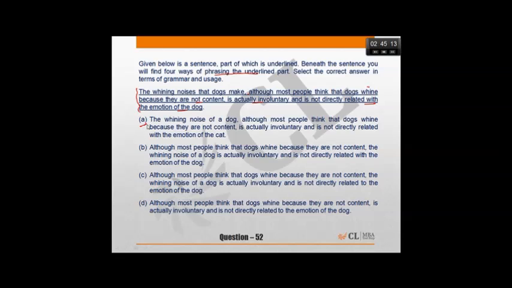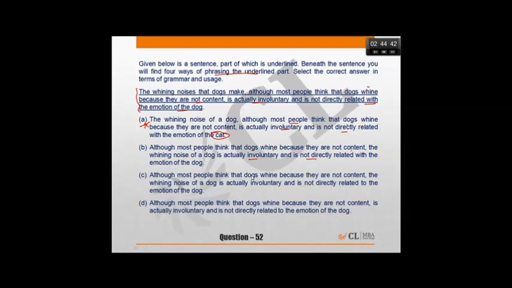In any case, the original statement. So I will not read it, but quickly let's glance. Yes, it's the same, that dogs whine because they are not content, actually involuntary and is not directly related to the emission of the cat. Okay, this in any case is incorrect. Choice B: Although most people think that dogs whine because they are not content, the whining noise of a dog is actually involuntary and is not directly related with the emotion of the dog. Okay, this seems to be okay, but let's look at the others also.